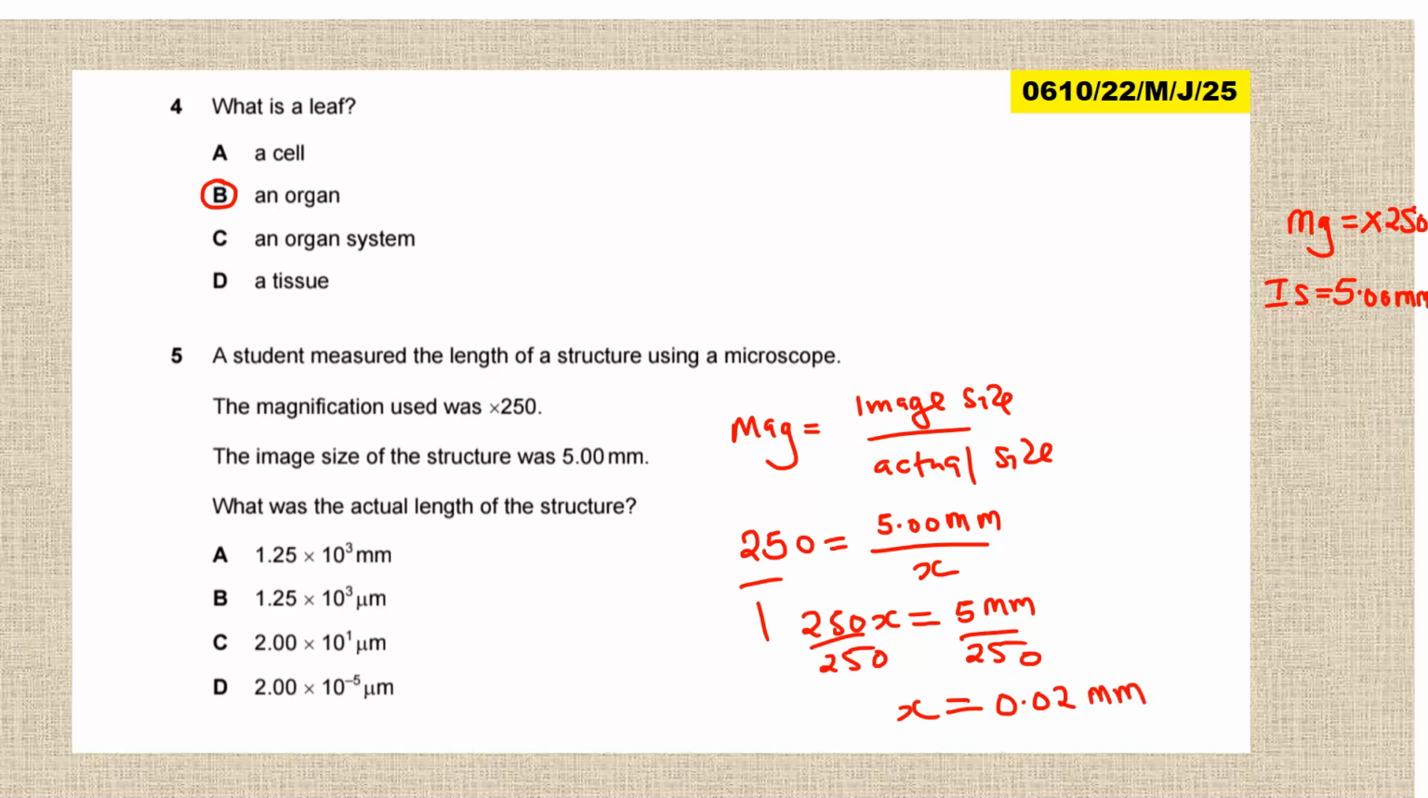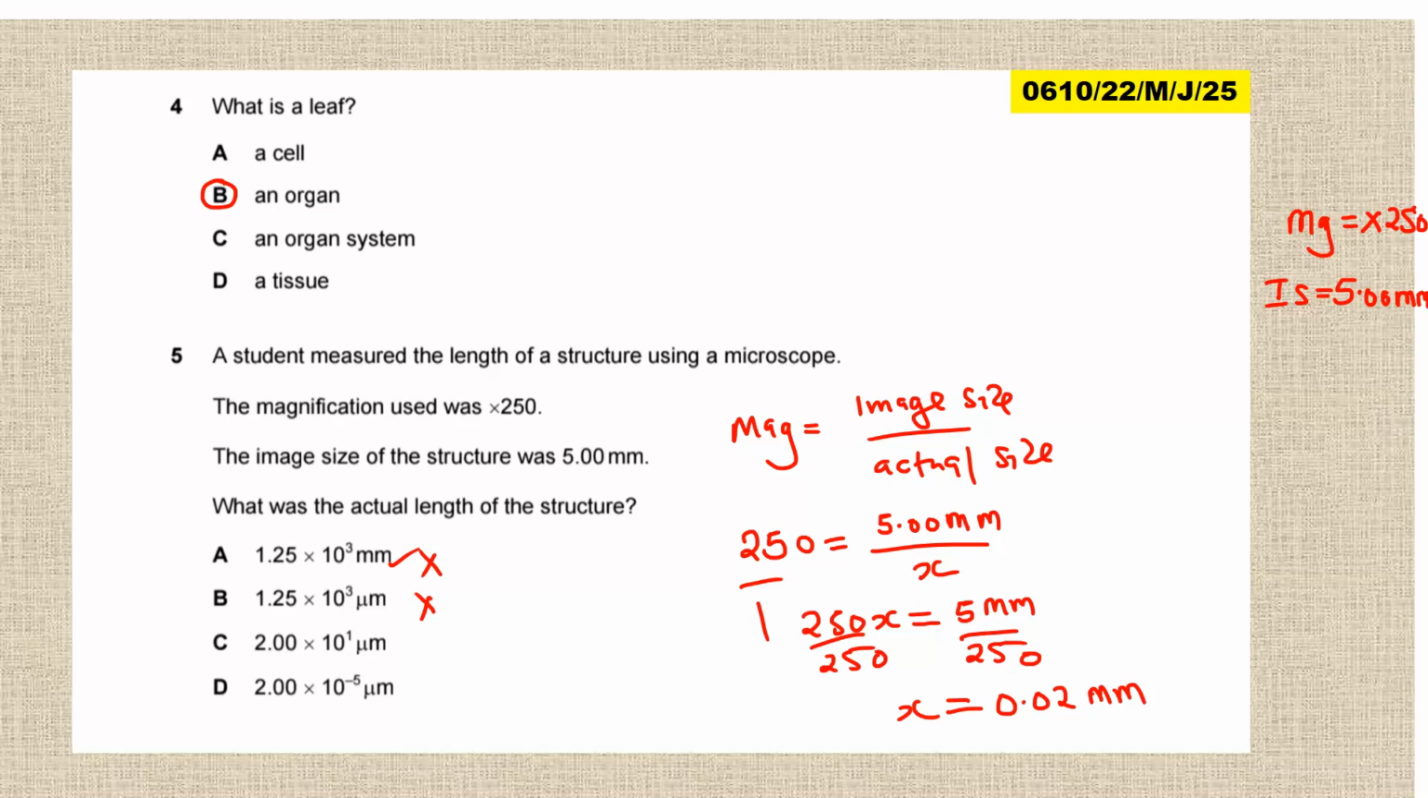millimeter. Is it what we are getting? 0.02. Yeah, 5 divided by 250 gives us 0.02. Now this is in millimeter. If you look at the answers recorded here, we have this in millimeter, which is 1.25. There's no way you're going to get 1.25 when you have 0.02. So this and this are totally wrong.